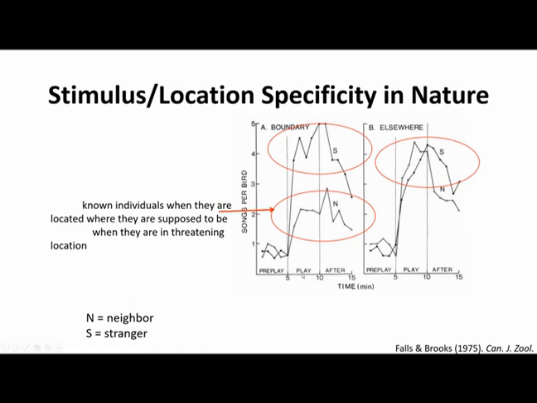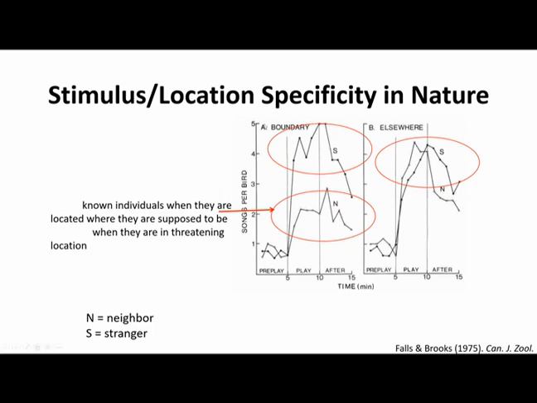This is when they would initiate playback. They would get out their tape recorders and hit play and play either a vocalization of a neighboring bird, that's what the N stands for here, or S for a stranger. So during that period, they play one of those two types of songs. And then we look at the after effect, where they're no longer doing playback, but they're seeing what the bird does after they had heard either a neighbor or a stranger in one of two locations.